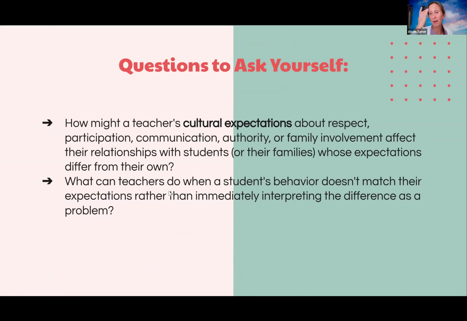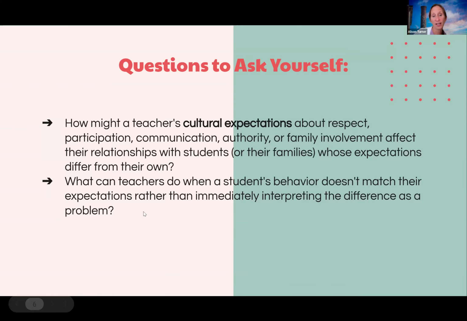So, some questions to ask yourself, and maybe you want to address them in the forum, is how might a teacher's cultural expectations about respect, participation, communication, authority, or family involvement affect the relationship with students or their families whose expectations differ from their own? And this is very close to reality, right? So the teacher is going to have expectations about what it means for families to be involved with the school, to attend parent-teacher conferences, and to send in supplies, and to sign the field trip forms, and to provide snack, right? Or whatever it might be. And it might be that those families don't have the same expectations. And then how does that teacher respond?